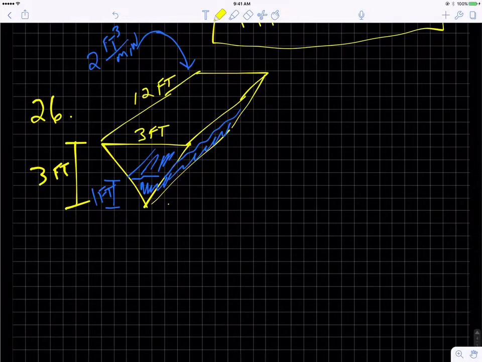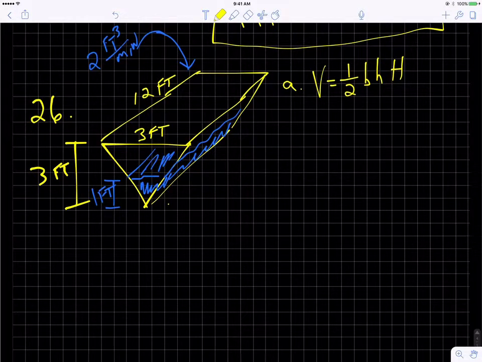And part A, they want to know if water is being pumped into the trough at 2 cubic feet per minute, how fast is the water level rising when it's 1 foot deep? 1 foot deep, sorry. So that's the situation we have already there. The volume of the water is the area of the base, which is a triangle, times the height of the prism.